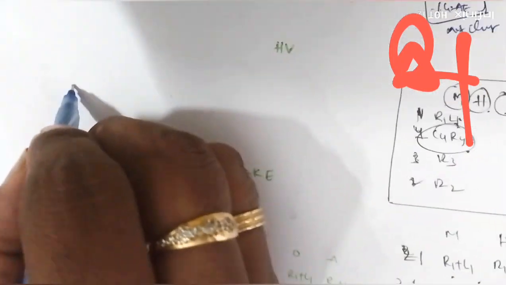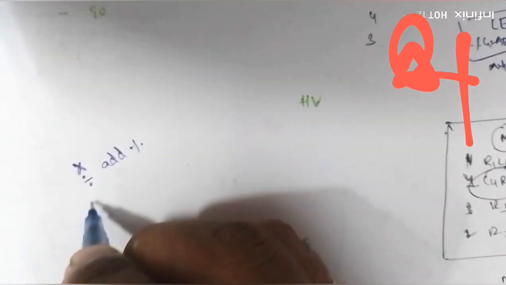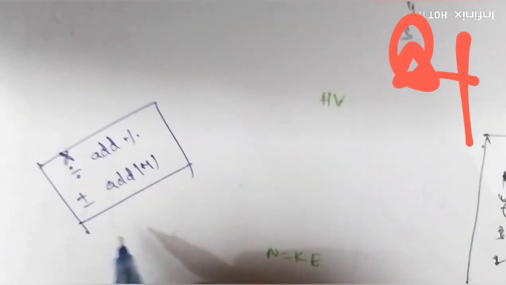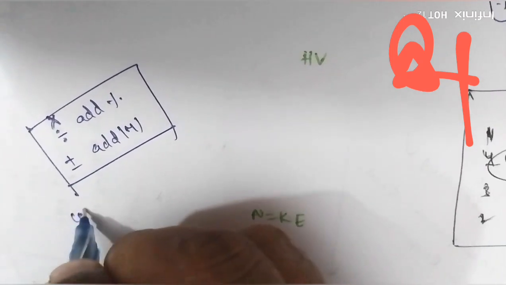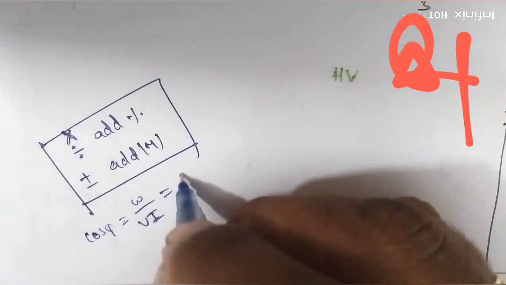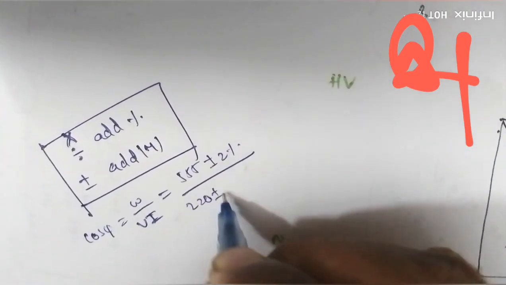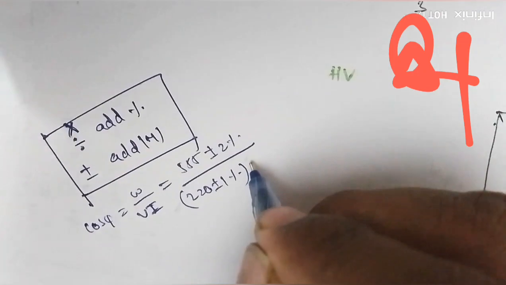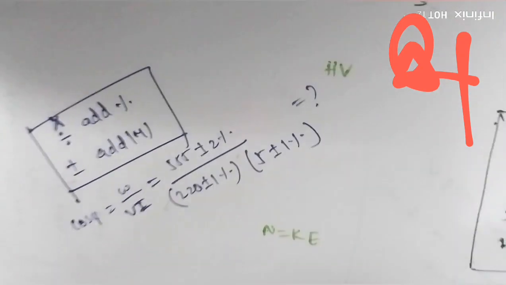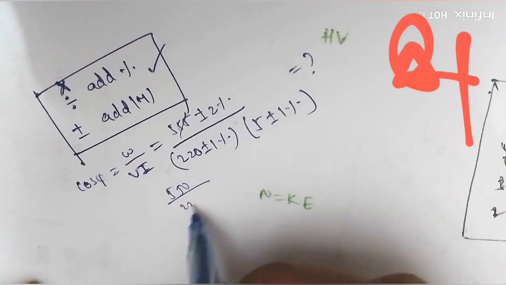Next one is simple. For plus or minus, add magnitude. What is this? Suppose they give power, cos phi is equal to W by VI. Suppose W is given as 550 plus or minus 2%, V is equal to 220 plus or minus 1%, I is equal to 5 plus or minus 1%. How can we calculate this one? By using this one, simple. So we know that 550 into 220 into 5.